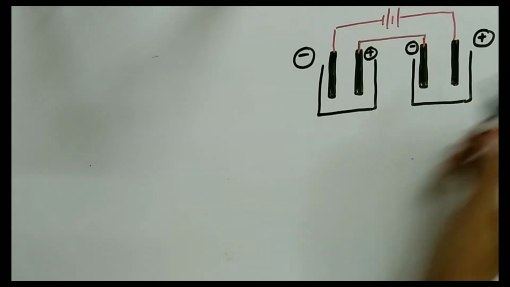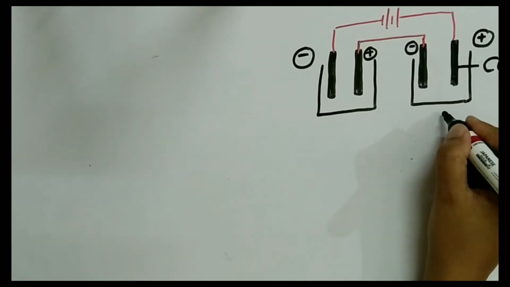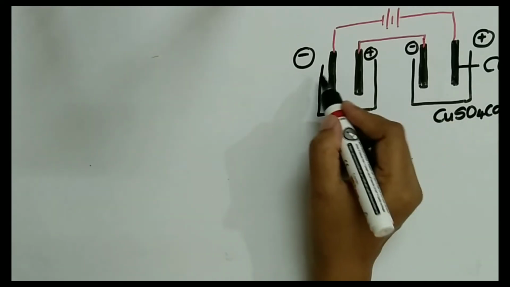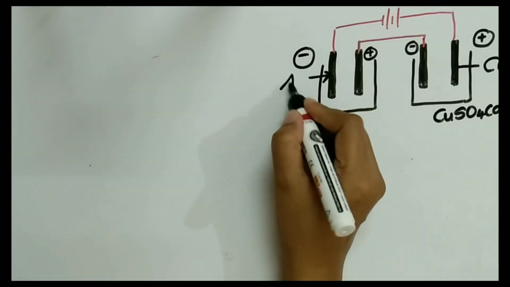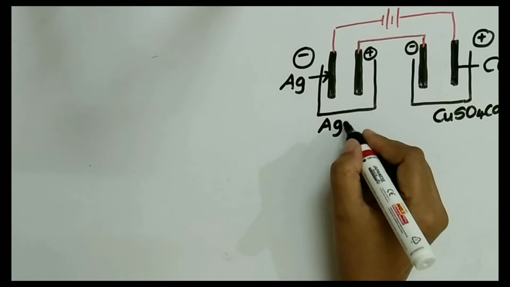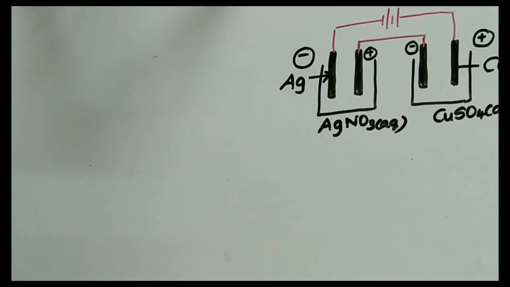Now, the electrodes in this cell are made up of copper and the electrolyte filled is CuSO4 aqueous. The electrode is made of silver in the first cell and the electrolyte is AgNO3 aqueous. Both the cells are connected in series, so the current flowing and the time taken for the reaction is same.